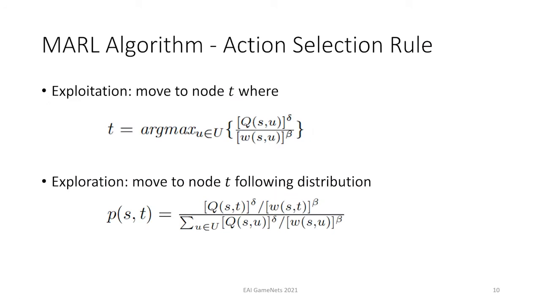Other than attributes deriving from reinforcement learning and Q-learning, one important component of our MARL algorithm is the action selection rule. An agent follows this rule to select the node to move to during its k-Stroll learning process, and combines exploration and exploitation of an agent. That is, an agent can reinforce the good evaluation it already knows, as well as explore new actions. Given a certain probability, the agent will choose exploitation and move to node T following this equation. Otherwise, the agent will choose exploration and choose node T following the given distribution P of S, T.